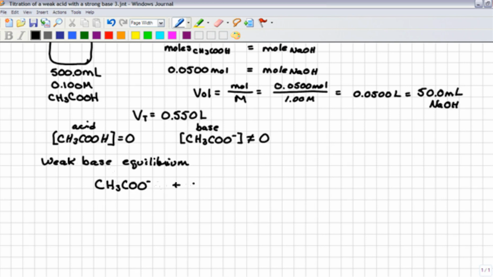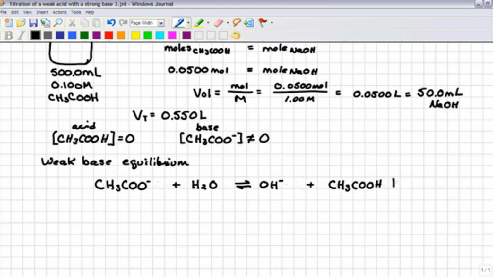They react with water in equilibrium. Now with hydroxide ions, that's how weak base equilibria differ from weak acid equilibrium. And then we have the reappearance of the CH3COOH. The acetic acid shows up as a product in this case.